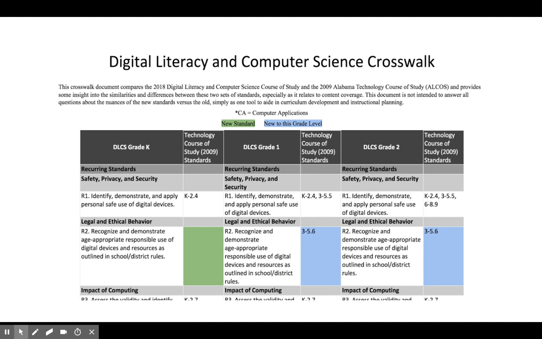They have also worked to design a digital literacy and computer science crosswalk, and this is a crosswalk between the new course of study, the DLCS standards of 2018, and the old technology course of study standards from 2009. So in this screenshot, you see that the repeating standard, the recurring standard of identify, demonstrate, and apply personal safe use of devices for kindergarten is the equivalent to the old kindergarten 2.4 standard. And this is just a crosswalk so that you can move from the old course of study to the new course of study.